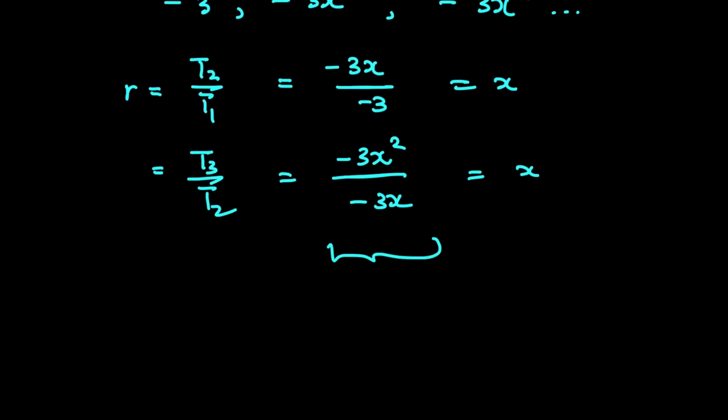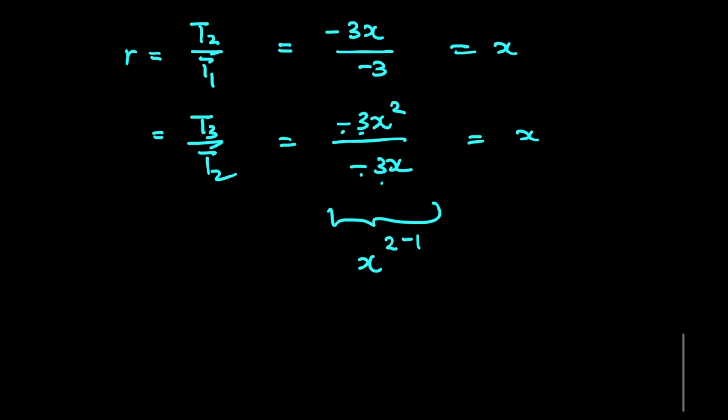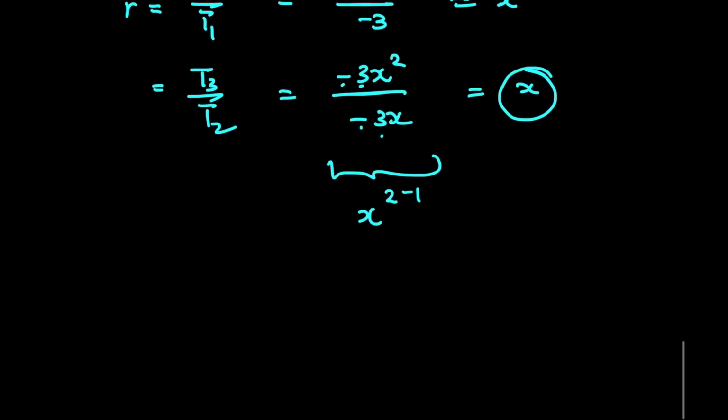And how do you do this really? A negative divided by a negative is a positive. 3 divided by 3 is going to be 1. So you'll be left with x to the 2 minus 1, which is x. Okay, so this now is your R. And then your A is minus 3.